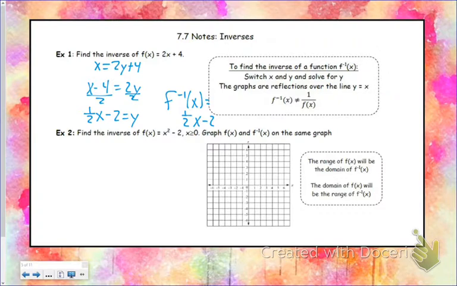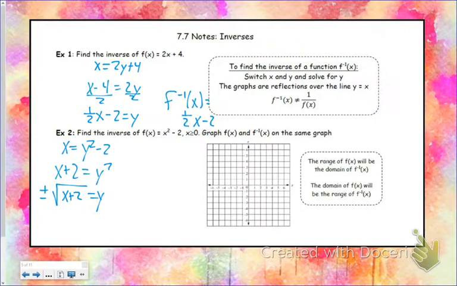All right, so let's look at another one. This time there's a specific restriction. It says x is greater than or equal to 0. The reason we need to do that is so that our inverse is actually going to be a function. Let's go ahead and work this one out. Switch x and y. So I get that x is equal to y squared minus 2. So x plus 2 is y squared. So I get that y is plus or minus the square root of x plus 2.